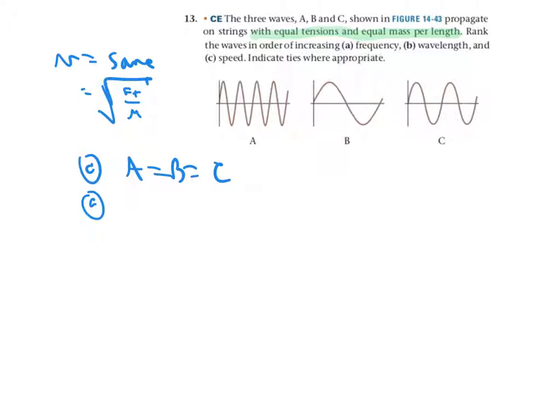They don't really make clear here. We assume that this is a height versus position kind of graph. I guess it wouldn't matter that much. But in that case, we can just read the wavelengths. And so we'll do part B first.